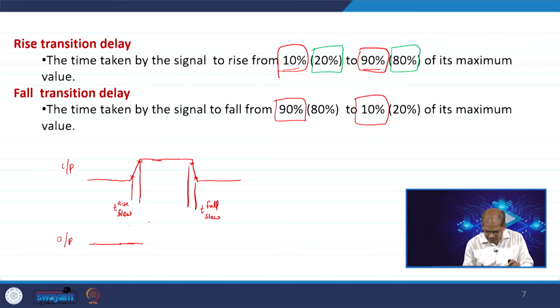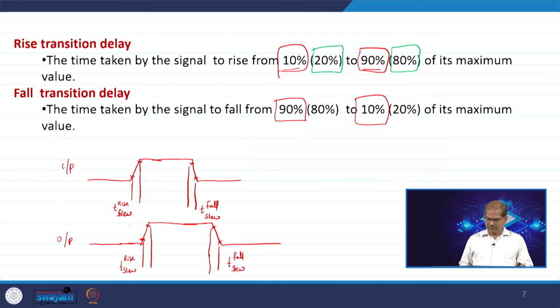It will delay some amount. Okay. So, now let us say I take 10% to 90%, this is your T slew rise. Similarly, this is from 90 to 10%, that is your T fall slew. Okay. Whatever analysis we did is for a buffer.